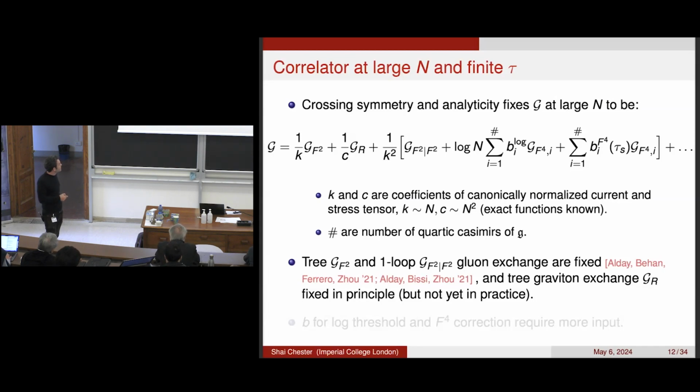The first higher derivative correction shows up here. It would contribute to this term in the amplitude, which is F to the 4. Its coefficients are not fixed just by symmetry and analyticity. For that, we need additional input.